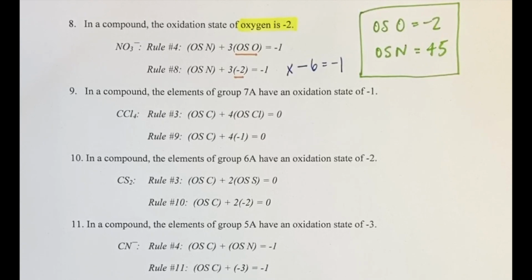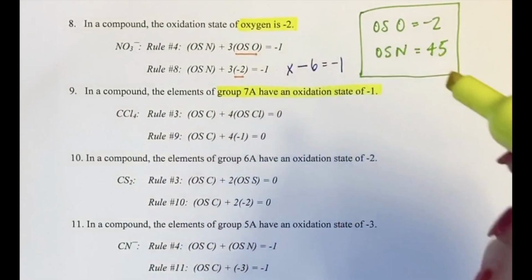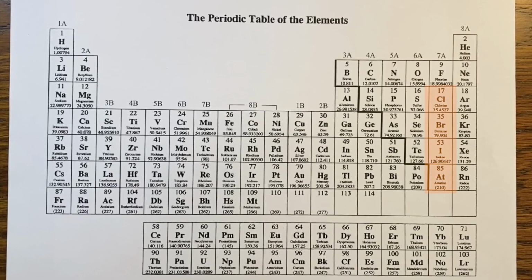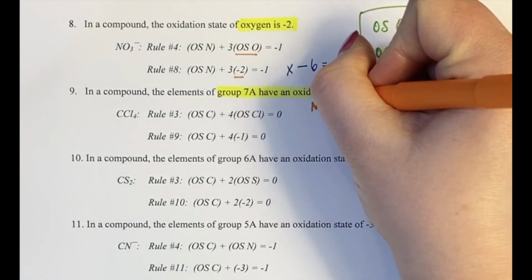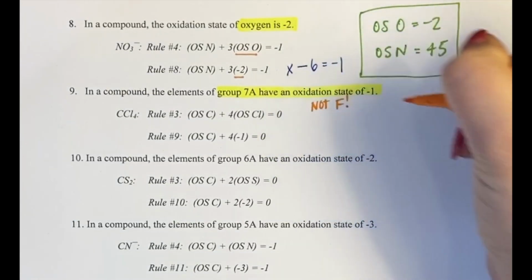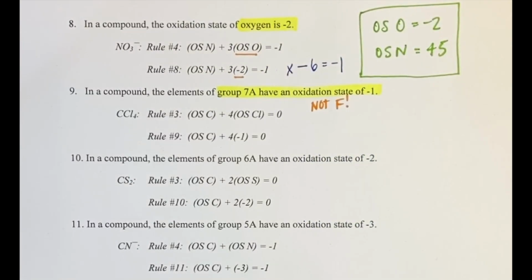Rule number 9 says that in a compound, the elements of group 7A have an oxidation state of -1. So the elements of group 7A are my halogens. If you recall, fluorine had its own rule in rule number 6, so this rule applies to the other elements in group 7A: chlorine, bromine, iodine, and astatine. So this rule does not apply to fluorine. The fact that these rules are a hierarchy means that fluorine getting that oxidation state of -1 is more important than any of the other elements.